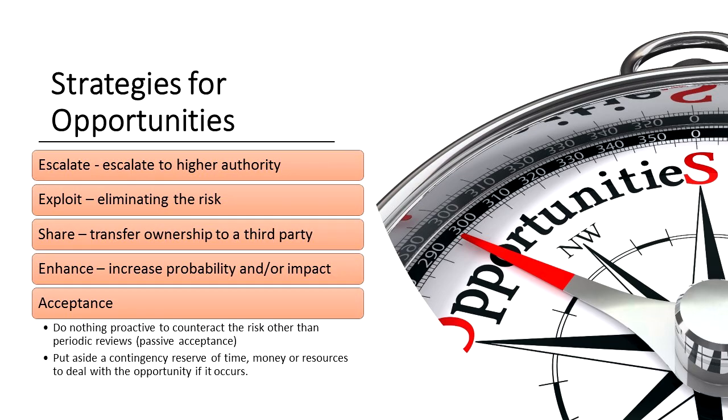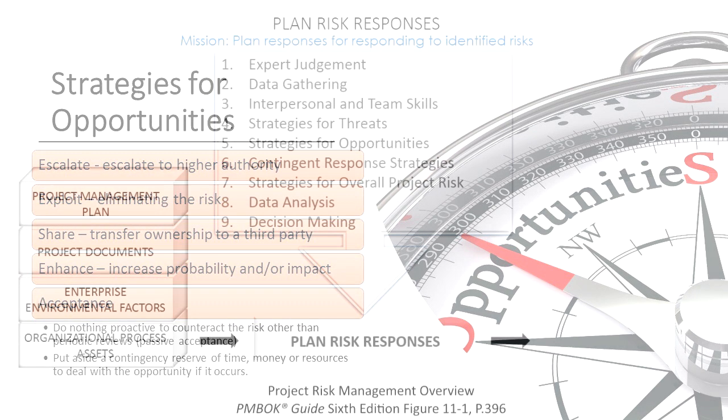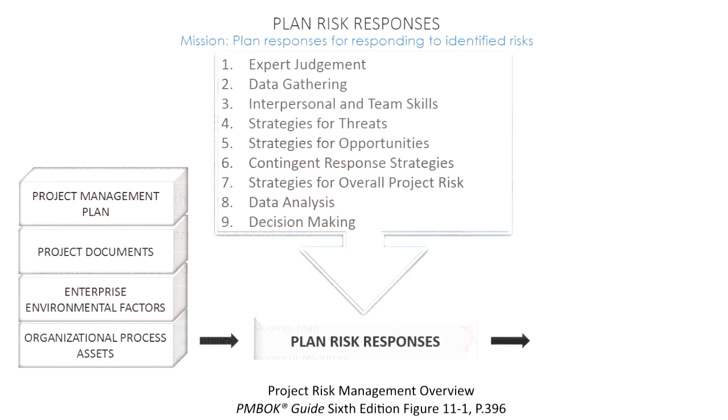Under this topic, we also have passive acceptance, taking no proactive action whatsoever. And then we can have active acceptance, putting aside a contingency reserve of one type or another to deal with the positive risk if it does occur. So those are strategies for opportunities.